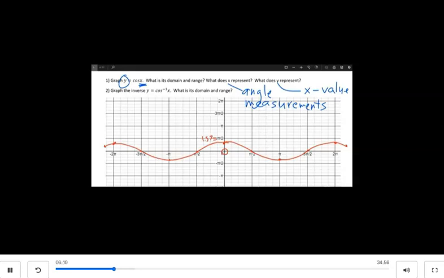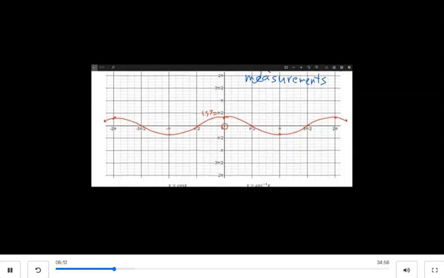Okay, now we're going to graph the inverse, and just like we talked about in class, we're going to switch x and y. So obviously some things are going to change. This point right here is the point (0, 1). Now it's going to become the point (1, 0), which is right about there.